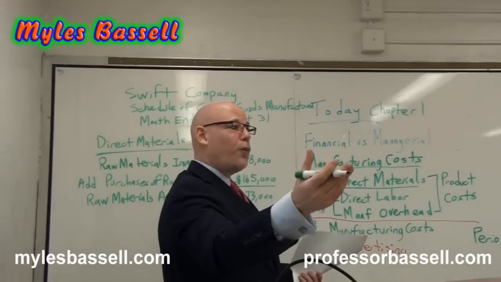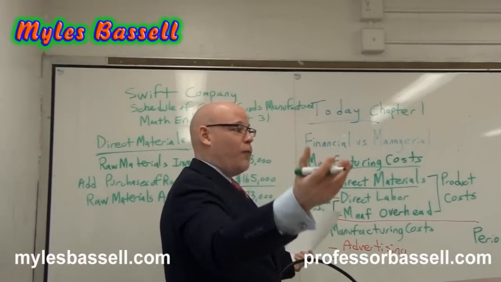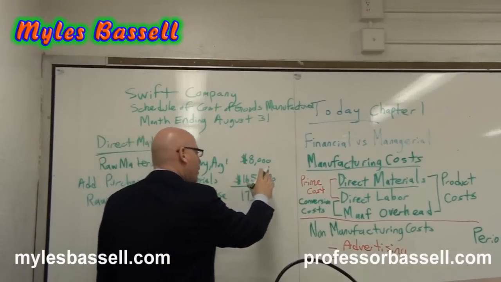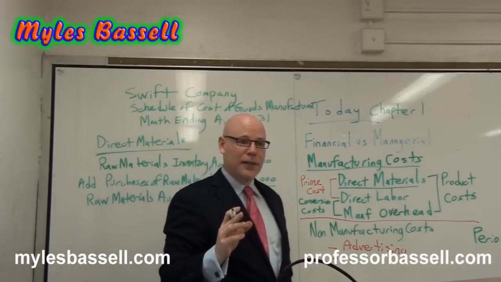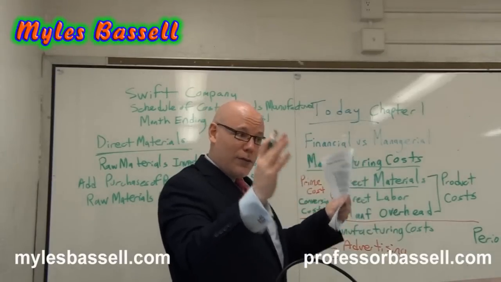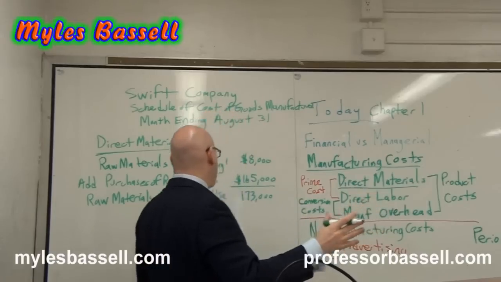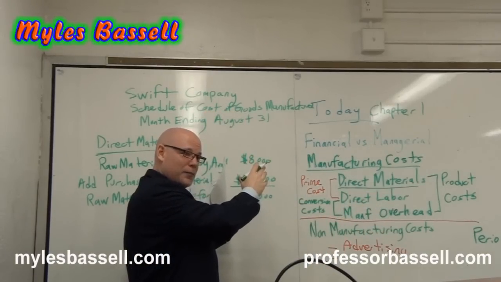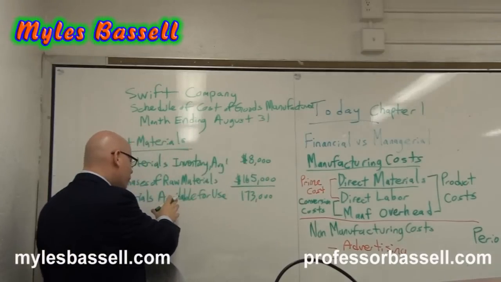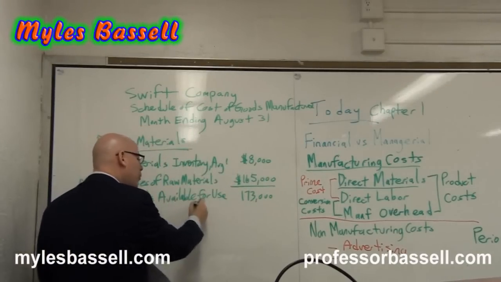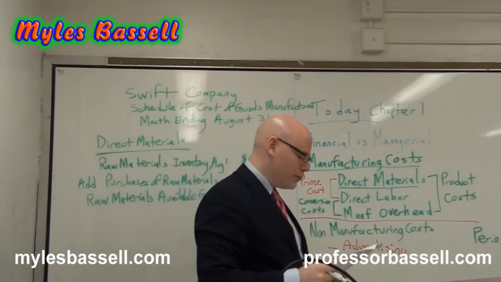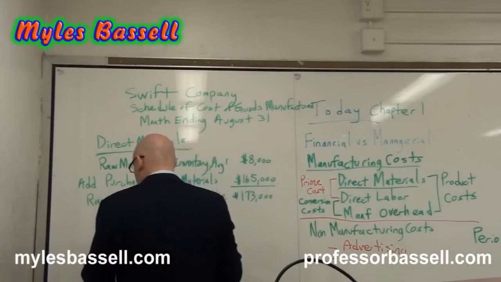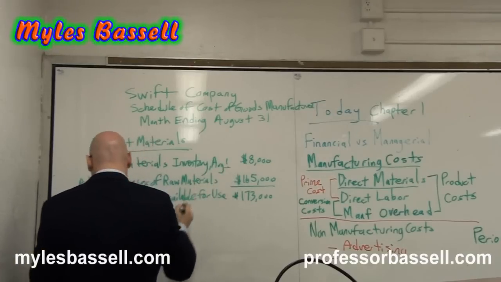But then we get this order from Walmart. And we know, okay, we don't have enough plastic. So what we do is we purchase more plastic, and we purchase $165,000 worth of plastic. Now we have the $8,000 that we started with. We purchased $165,000 worth of plastic to give us a total plastic available, which we call materials available for use, of $173,000. Now, remember, this is on August 1st.